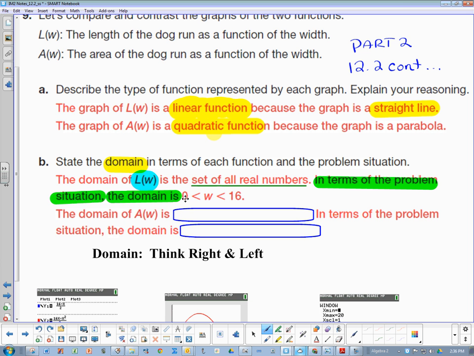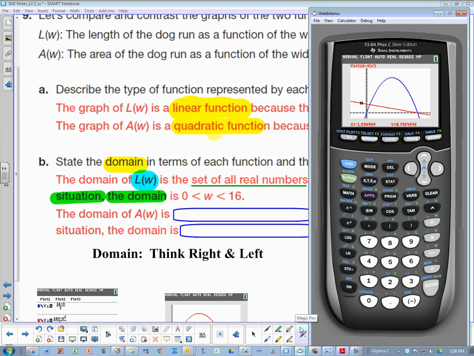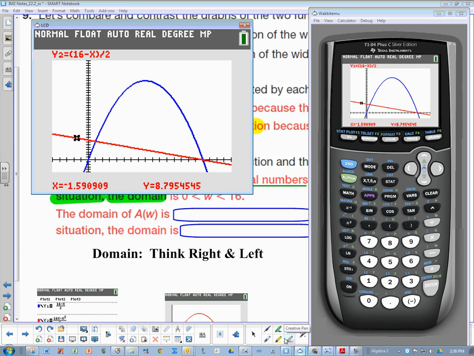Now keep in mind, if you put an equal sign here and an equal to sign there, well, that's actually wrong because the width cannot equal 16 and it cannot equal 0, or you don't even have an enclosure in this real life situation. So I want to take out my eraser and get rid of those. All right, let's take a look at A of W. A of W looks like this. Here we go. A of W is the blue.